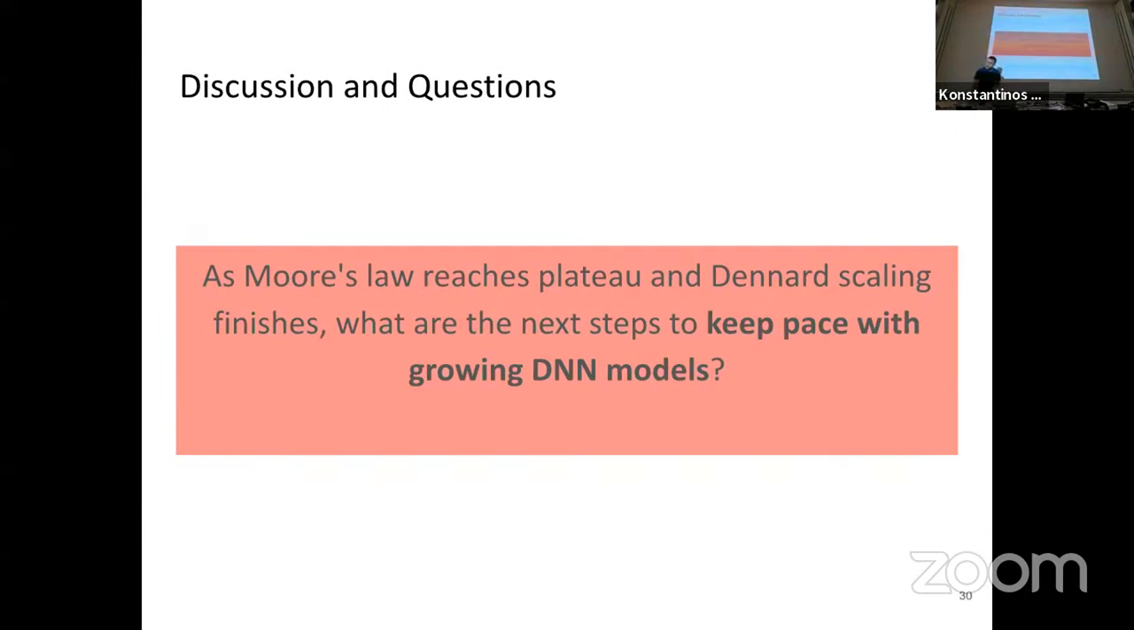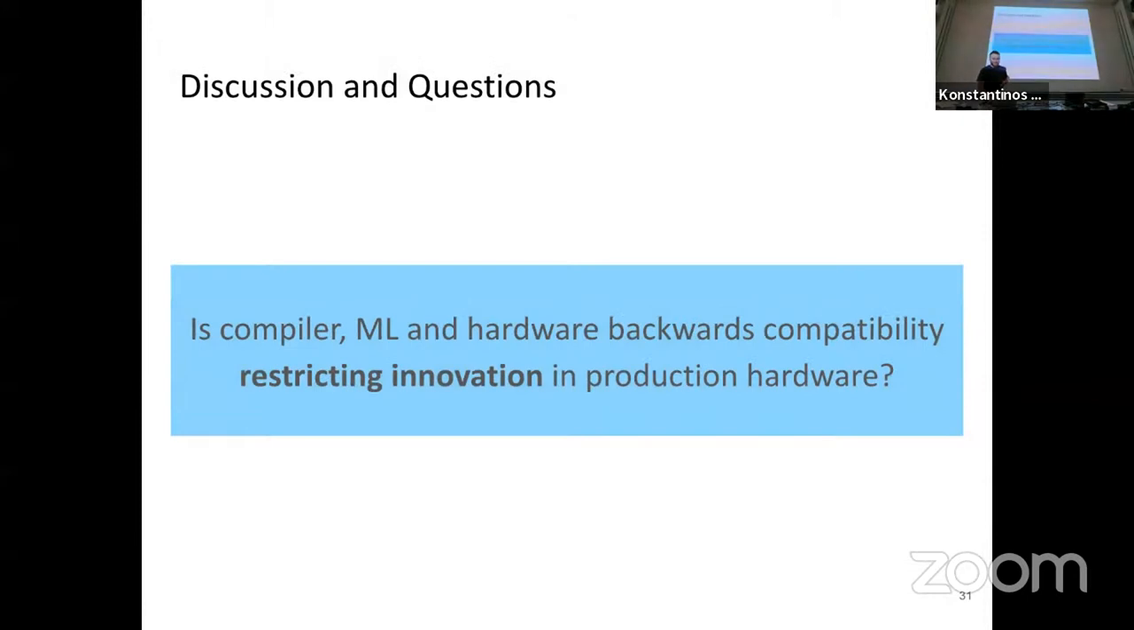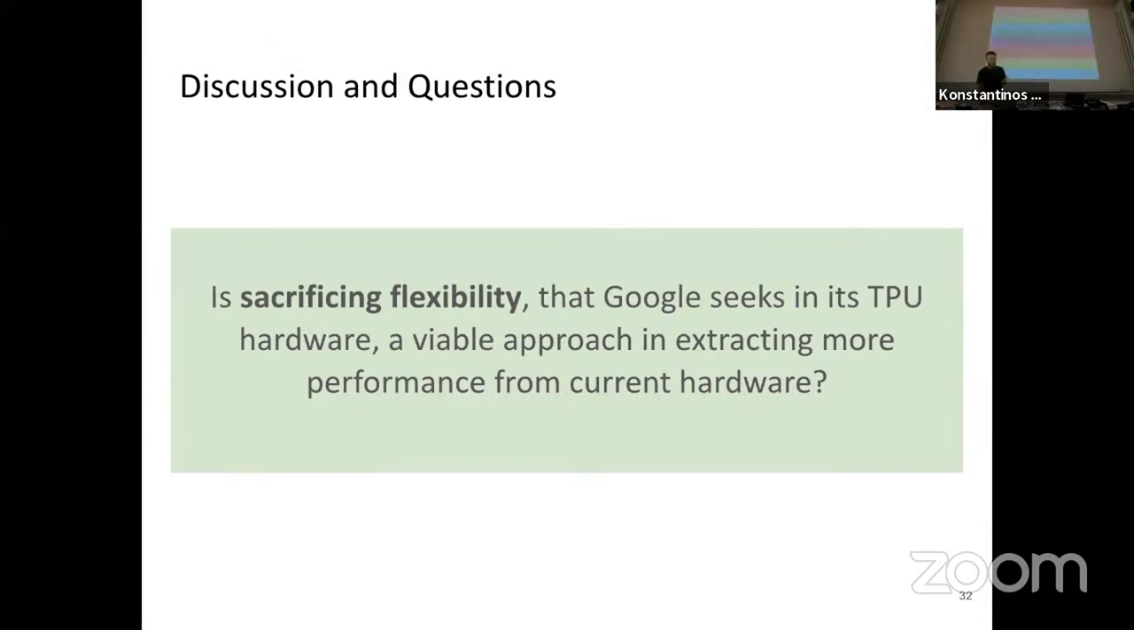So now I have some discussion questions for you. As Moore's law is reaching its plateau, what are the next ways that we can keep pace with these ever-growing DNN models? If compilers and hardware have to always remain backwards compatible, isn't this restricting, especially in production hardware? And finally, if we sacrifice some of this flexibility and backwards compatibility, can we get more performance out of our hardware, but at what cost? I welcome any questions you have about this paper, and thank you.